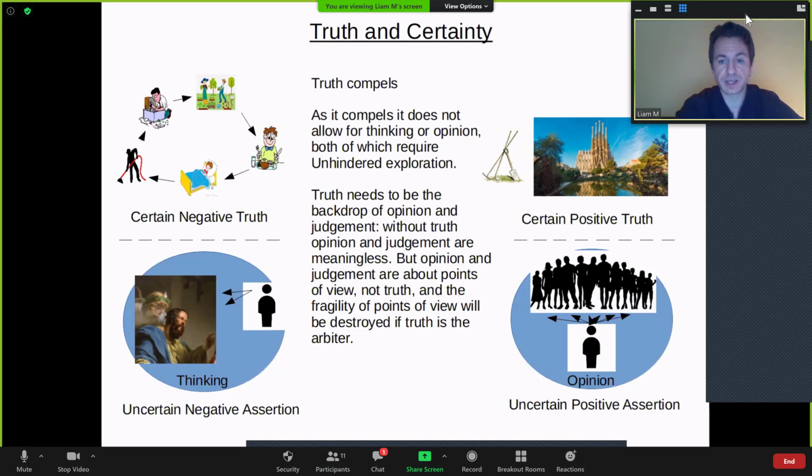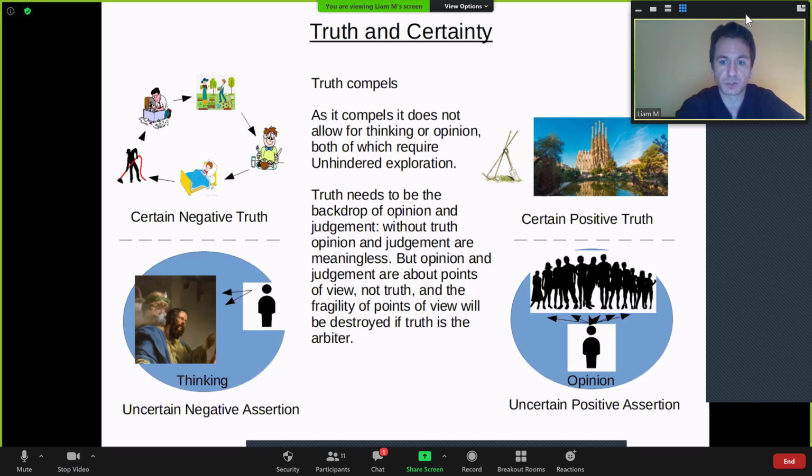On the left, we have the certain negative truth of labor. On the right, we have the certain positive truth of work, in which we imagine the object and then we create it. That's the positive truth. But as it compels, it doesn't allow for thinking or opinion, because we need freedom. If it compels, we can't do thinking, because thinking disrupts continuously. We can't do that process.